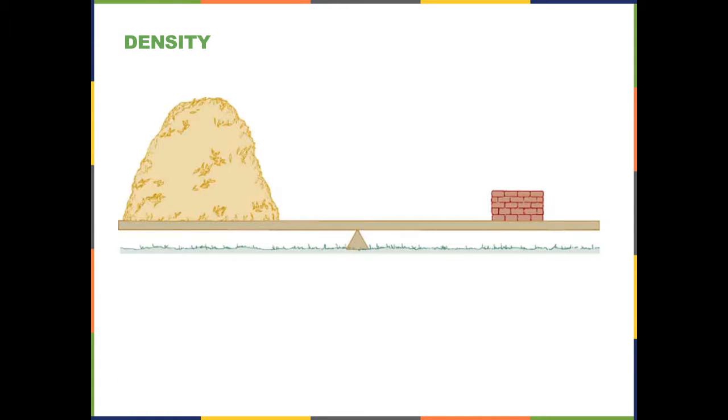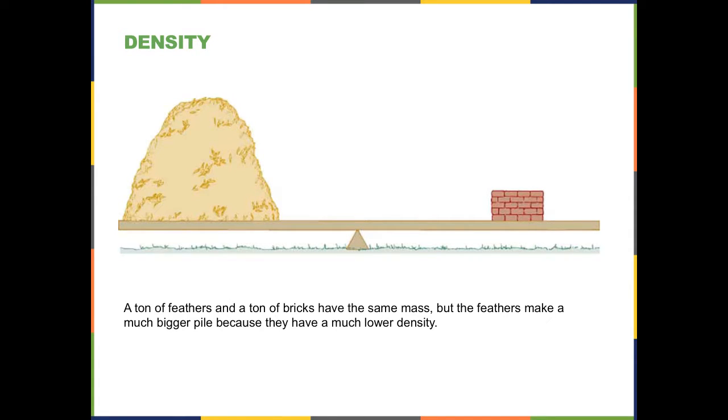Now this is just to emphasize the concept of density. A ton of feathers and a ton of bricks have the same mass, but a ton of feathers makes a huge pile, while a ton of bricks is a very small pile, and that's because the density is different. Now that is a simple concept, but sometimes people forget the idea of density and mass and weight.